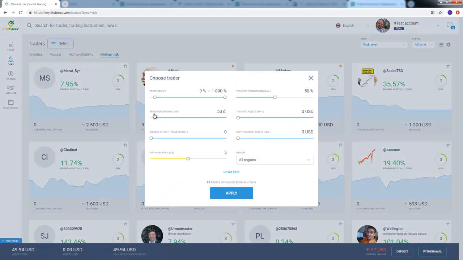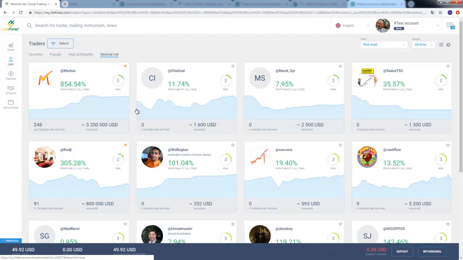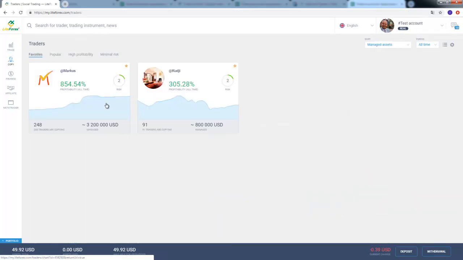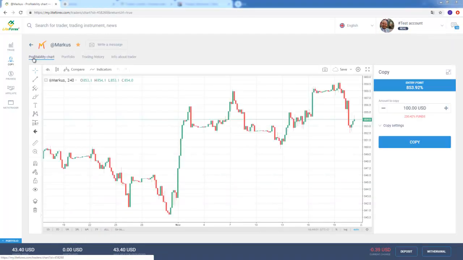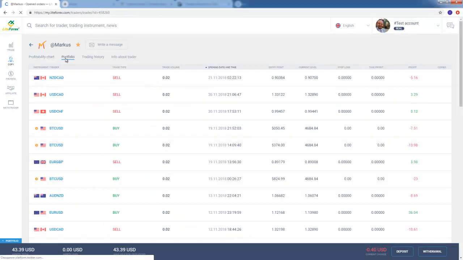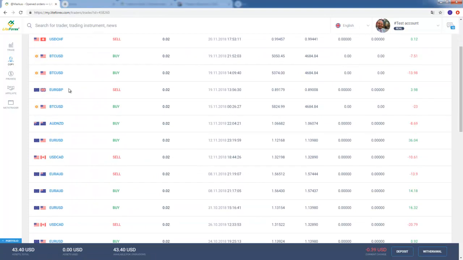In addition, you can customize the parameters displayed in the trader's card: profitability chart, risk level, number of investors, the amount of money managed. To study the trader's performance in more detail, you can switch to the trading terminal, where you will see the detailed profitability chart in the history of trading account, as well as the full trading statistics.